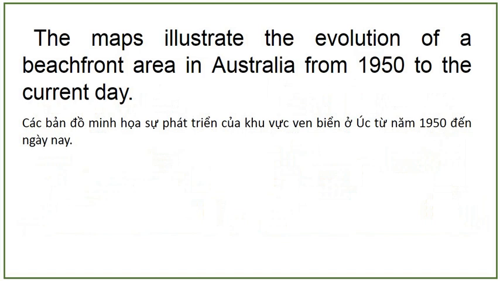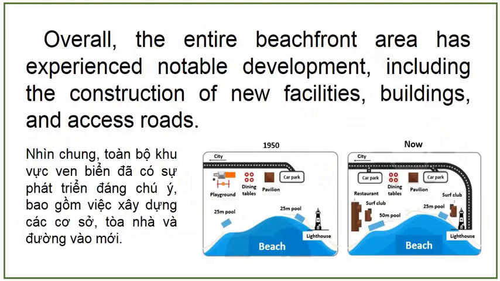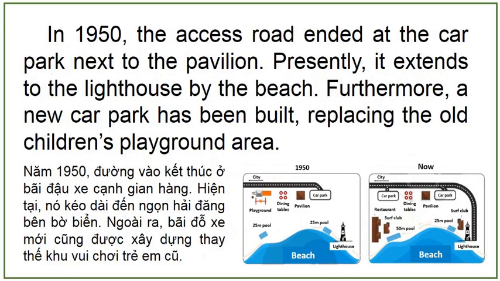The maps illustrate the evolution of a beachfront area in Australia from 1950 to the current day. Overall, the entire beachfront area has experienced notable development, including the construction of new facilities, buildings and access roads. In 1950, the access road ended at the car park next to the pavilion. Presently, it extends to the lighthouse by the beach. Furthermore, a new car park has been built, replacing the old children's playground area.